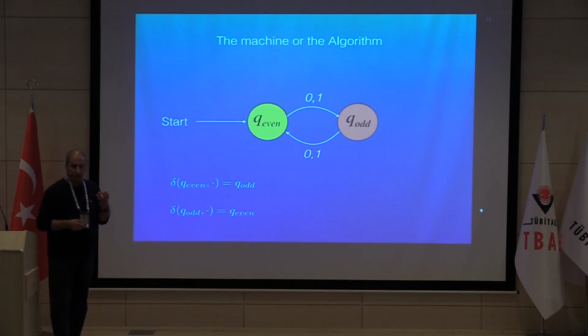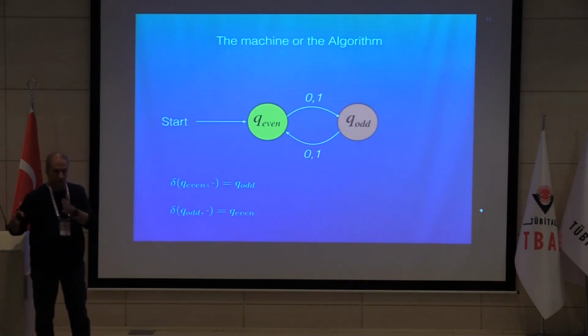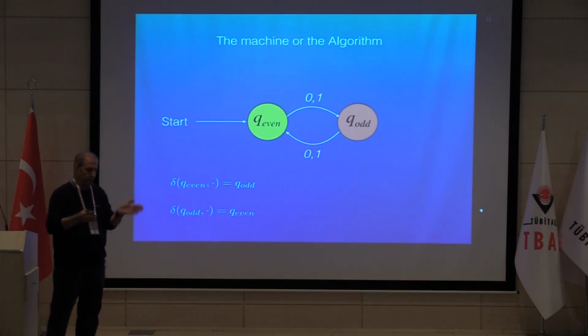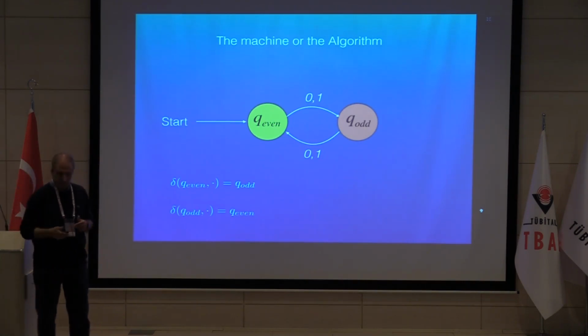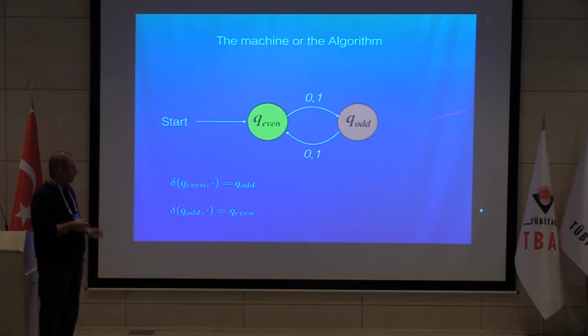You construct a machine. It doesn't matter how you construct this machine. Maybe it's electrical, maybe it's optical, maybe it's mechanical. And it has two states: Q even, which is the starting state of the machine, and an odd state.